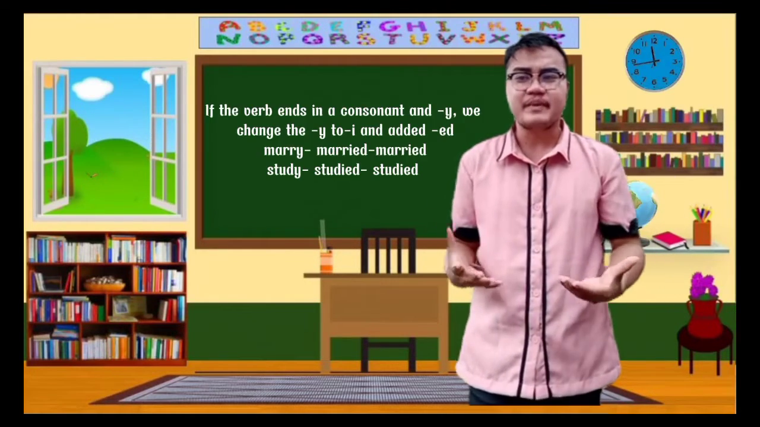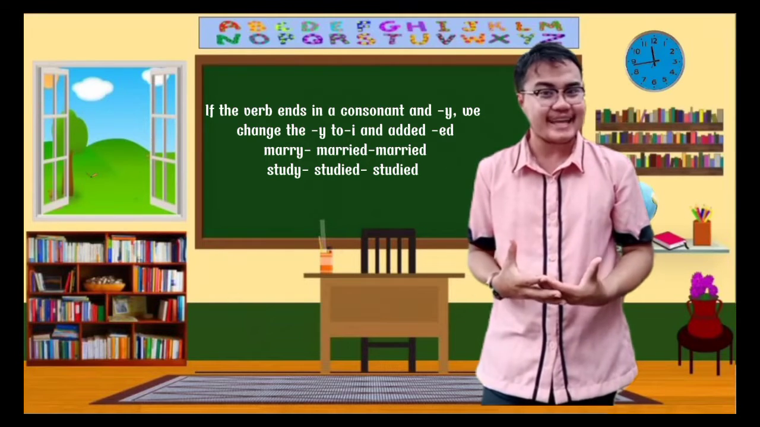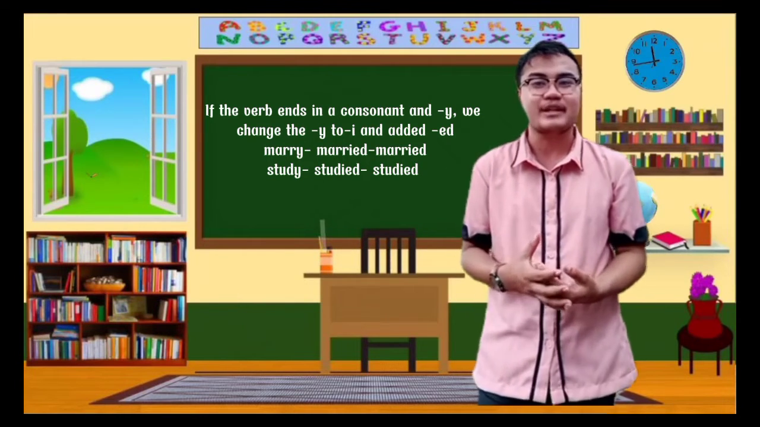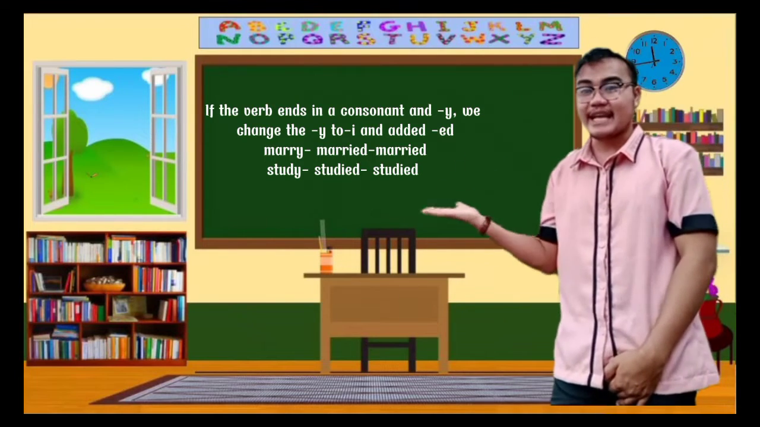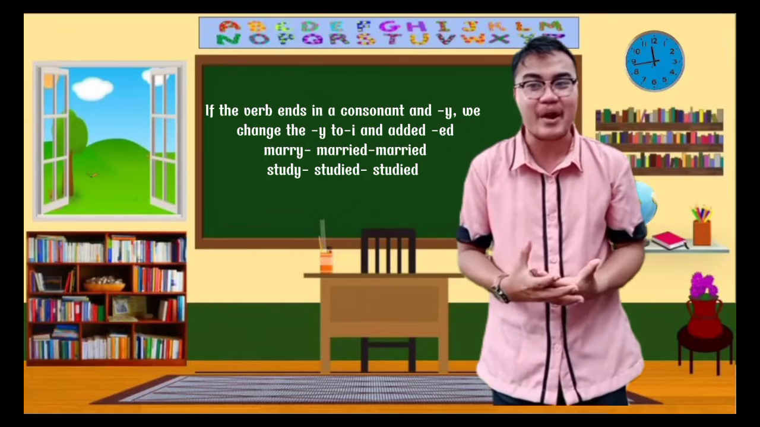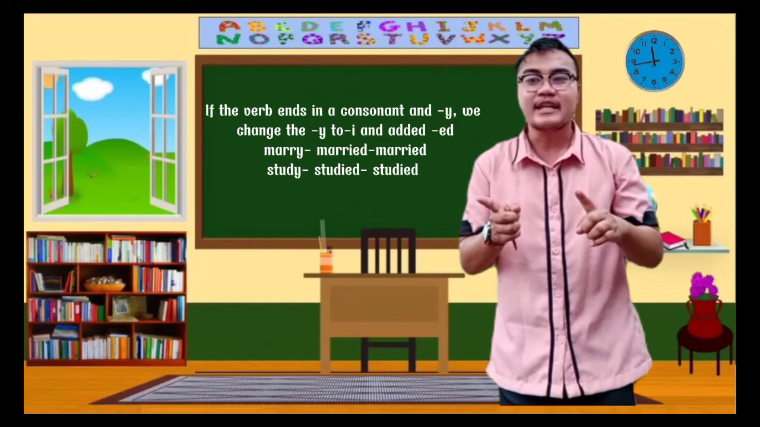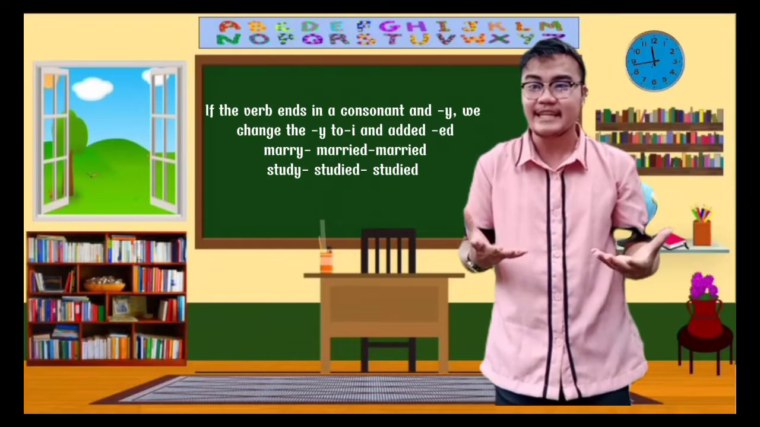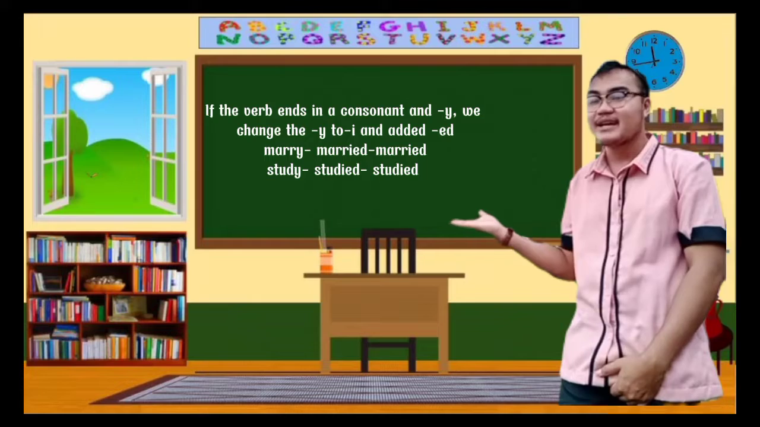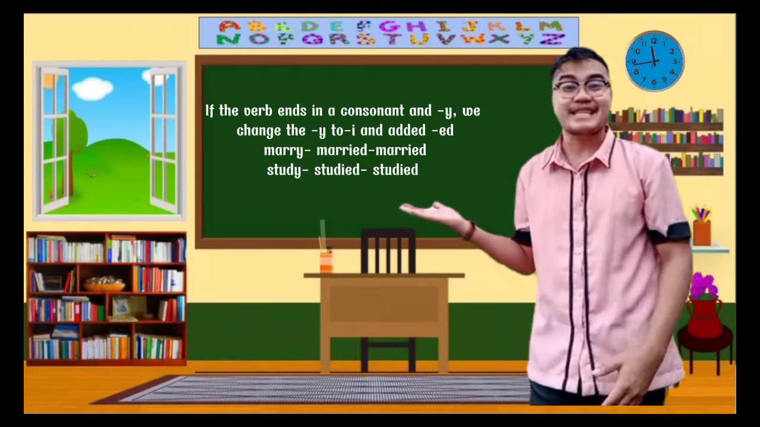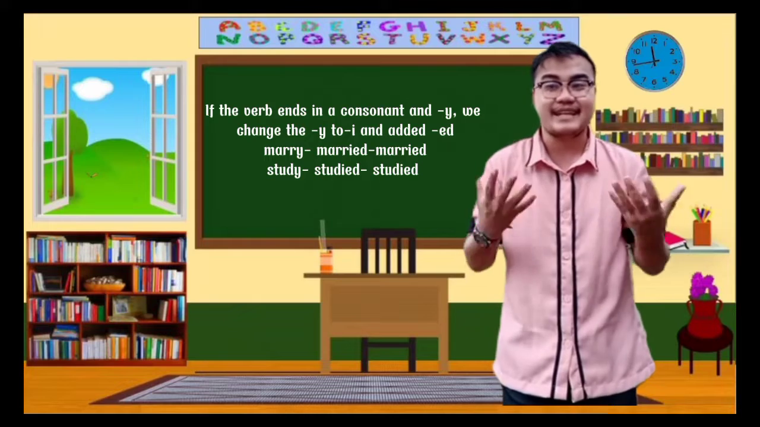If the verb ends in a consonant and y, we change the y to i and add ed. For example, here the base forms are marry and study. So the past simple of marry is married because we have to change y into i and add ed to make it past simple. And the past participle of marry is married. Study, studied. And the past participle is studied.